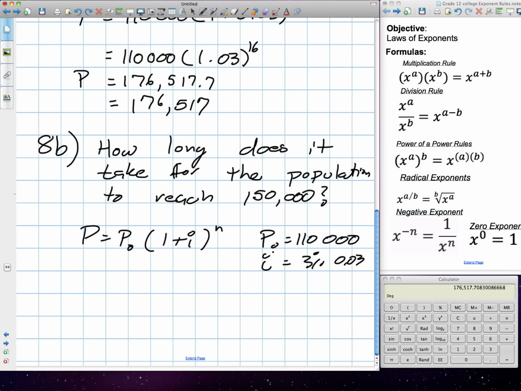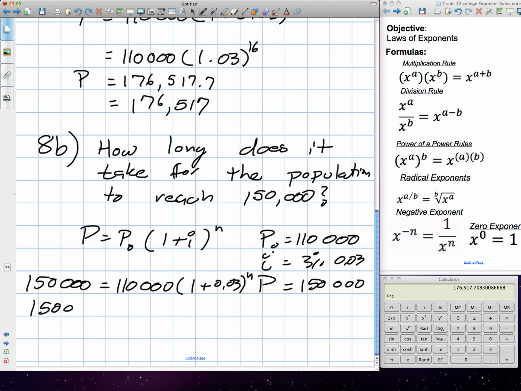So we're actually going to be solving for the exponent here. This is something we haven't done before. So we'll plug these numbers in. We get 150,000 is equal to 110,000 times 1 plus 0.03 to the power of n. Okay, I'm going to solve the brackets. We get 1.03 to the power of n.